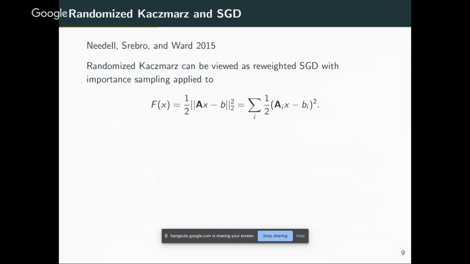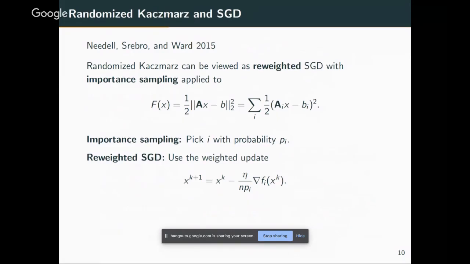And in a 2015 paper, Needell, Srebro, and Ward showed that the randomized Kaczmarz can be viewed as reweighted SGD with importance sampling applied to the least squares loss. So sort of going into what I mean by reweighted and using importance sampling, here with the importance sampling, we're going to pick component functions with a non-uniform probability. So a popular strategy for picking rows in the randomized Kaczmarz method is to pick the rows with a probability proportional to their squared row norms. And so in this case, this would be a non-uniform probability. And when we do this, we need to account for those non-uniform probabilities in the SGD update so that we still have these gradient calculations being an estimate for the full gradient.